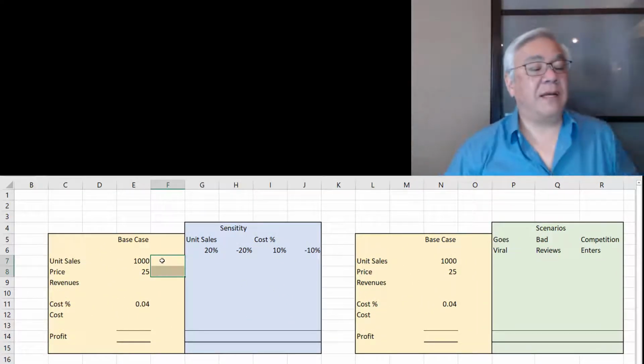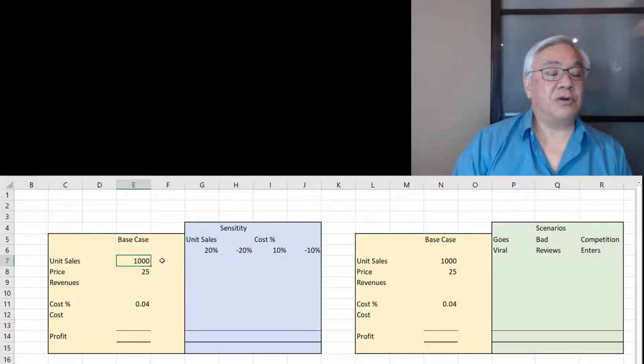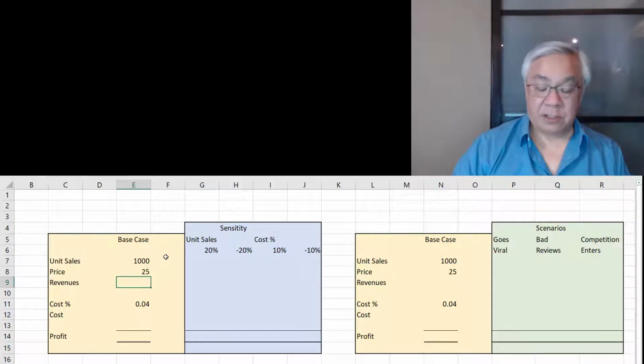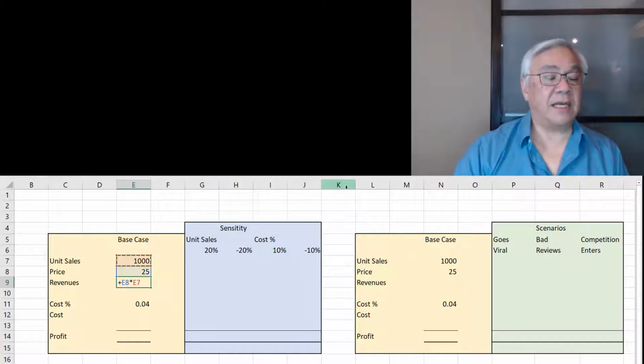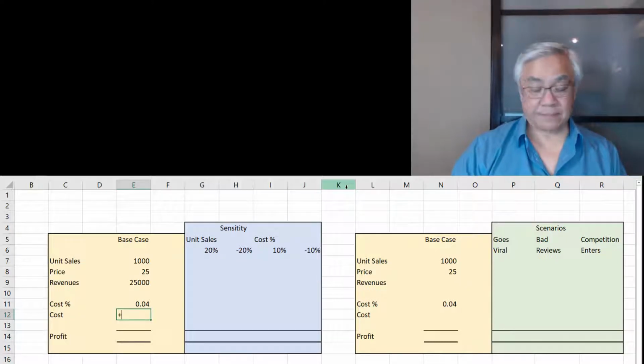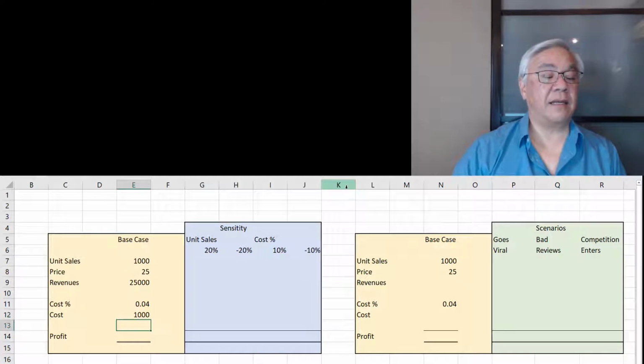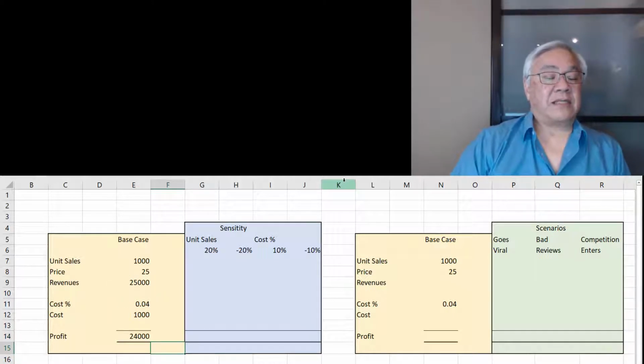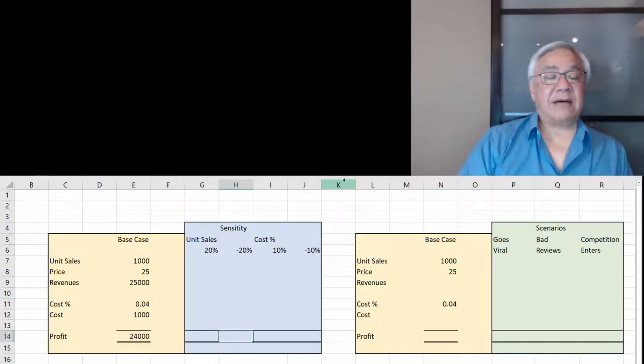What's the base case? Well, we have 1,000 units at $25, so the value of our sales is $25,000. The cost is 4%, so the 4% cost is 4% of what? Of that, and our profit is therefore revenue minus cost. All right, so that's our base case. And we say, well, let's see how sensitive things are.